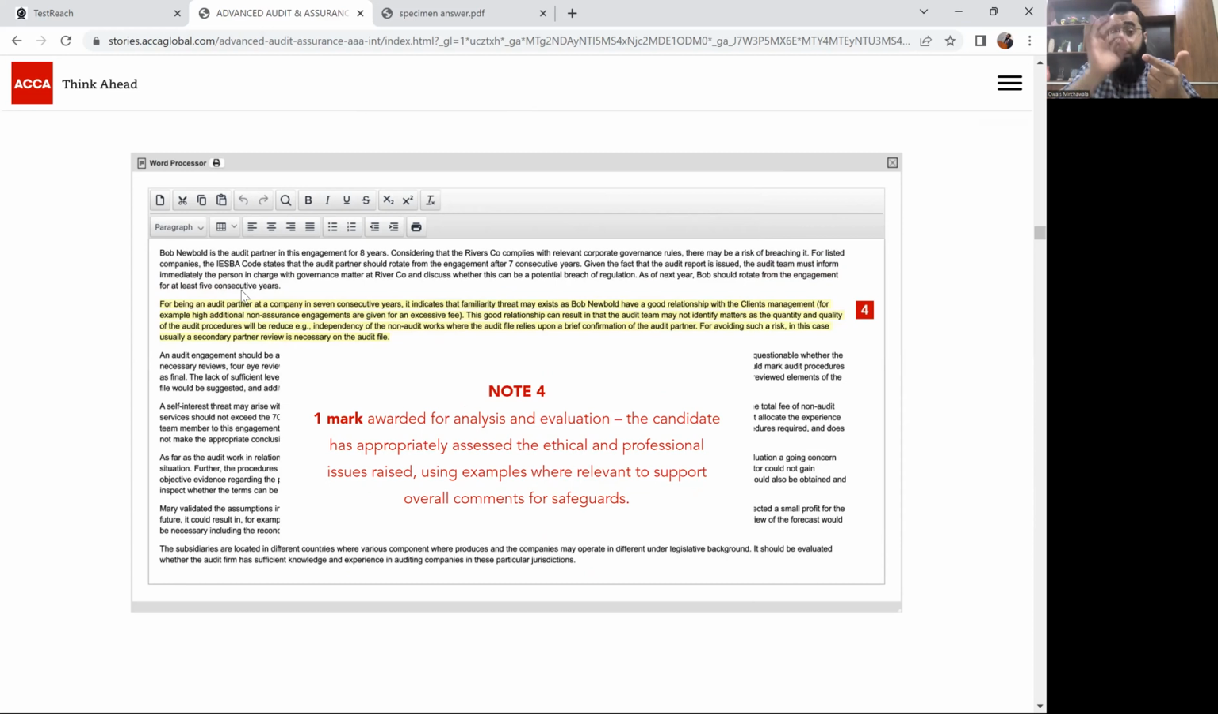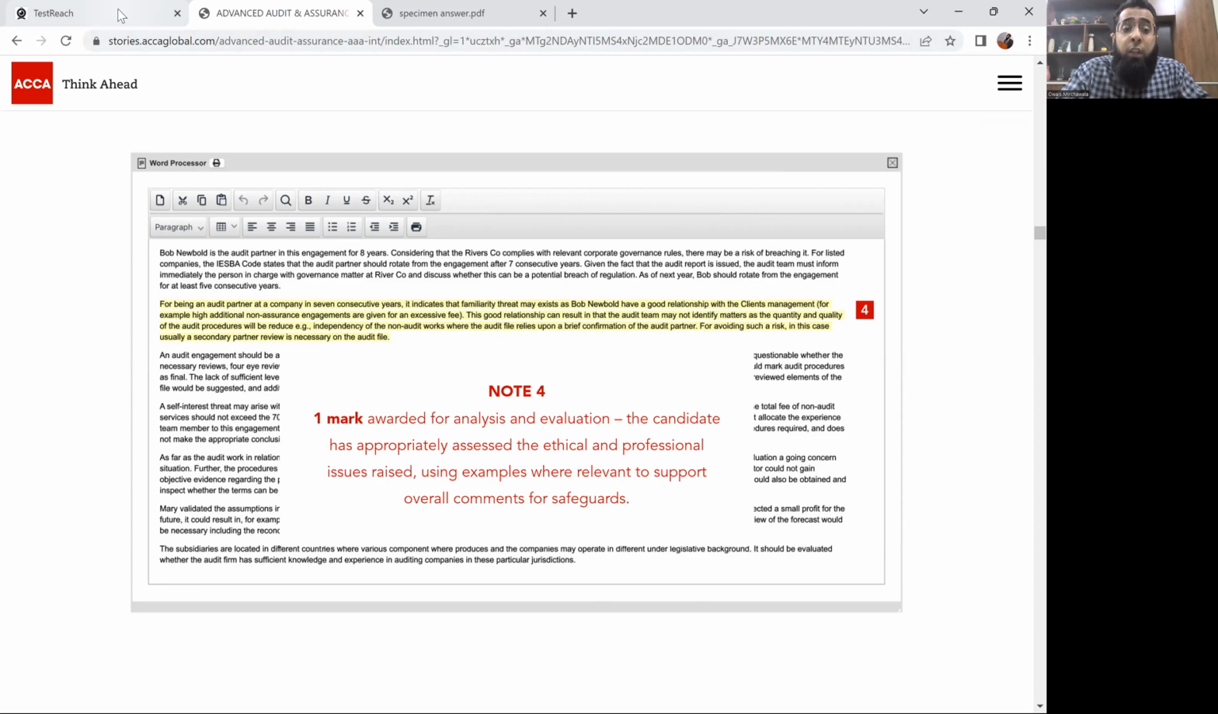You referred a proper course of action that, okay, the report has been issued, so we should discuss it with those charged with governance. And then you identified that from next year, Bob Newbold should be rotated for at least 5 years. Now see, very important for those students who say, sir, what should be the length of the answer? See, this one paragraph gave you 3 marks.